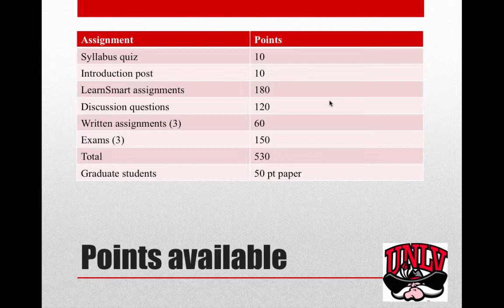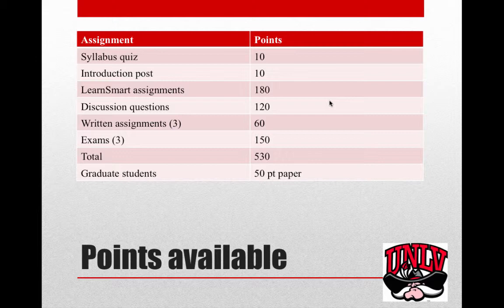Now, we're using an electronic learning tool called LearnSmart that's published along with our textbook, and you'll be able to earn 10 points for each chapter, so 18 chapters, 180 points for completing those LearnSmart assignments, and we'll talk a little bit more about that in just a minute. Most weeks you will also have a discussion question that you'll need to submit, and that will be worth a total of 10 points, 6 points for the main post, and then the remaining 4 points for 2 replies to your classmates.